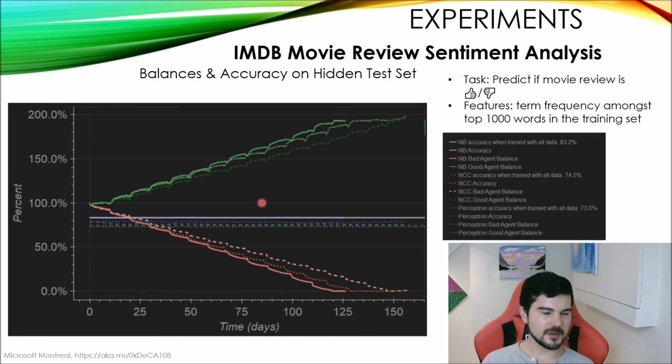The IMDb movie review one, so this is another text one, like the fake news one. Here we want to predict if the movie review is positive or negative. Again, there's 1,000 features, but this is a little different because these are just word features. Before, with the fake news, it was bigram features. So most models are able to maintain their accuracy.